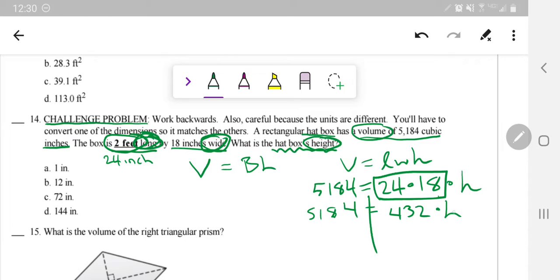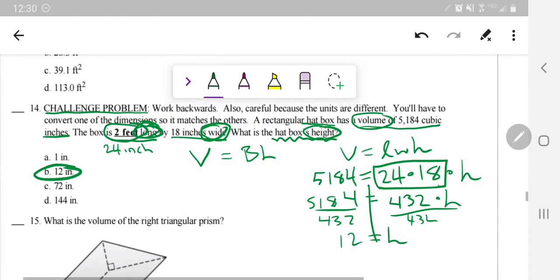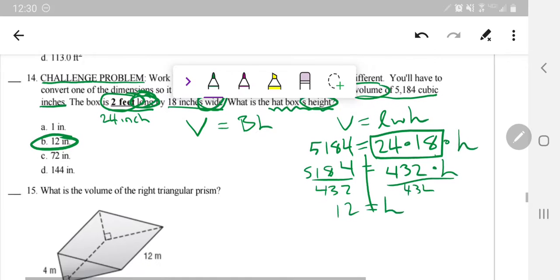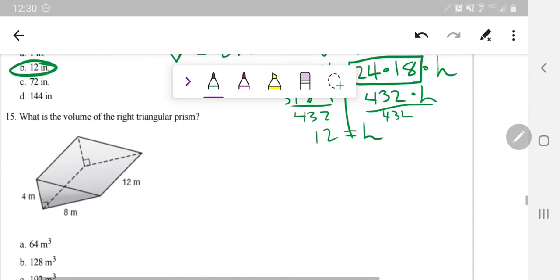Well, now we have to isolate that H by using inverse operations. So we divide by the 432, and we get that height would have to be 12 to give us the volume of 5,184. So that's B. So that's a challenging problem. We had to work backwards, and there was a little bit of unit conversion that we had to do, but I think you guys can handle it.